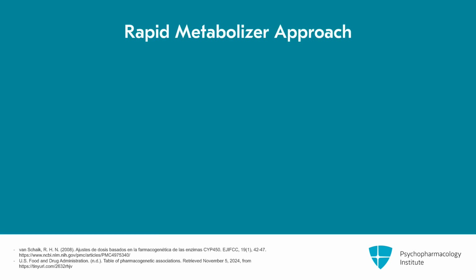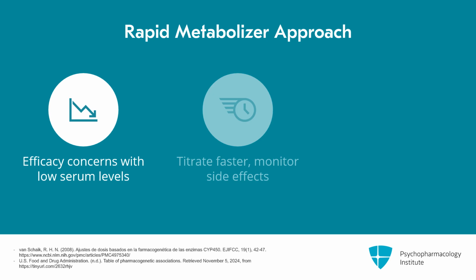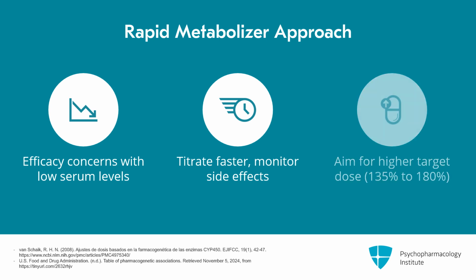For rapid metabolizers, it's efficacy that we worry about, or a lack of efficacy as the serum level goes too low. Here you can titrate faster, but you should slow down if side effects occur. The key thing, though, is to aim for a higher target dose with rapid metabolizers, about 135 to 180% higher.